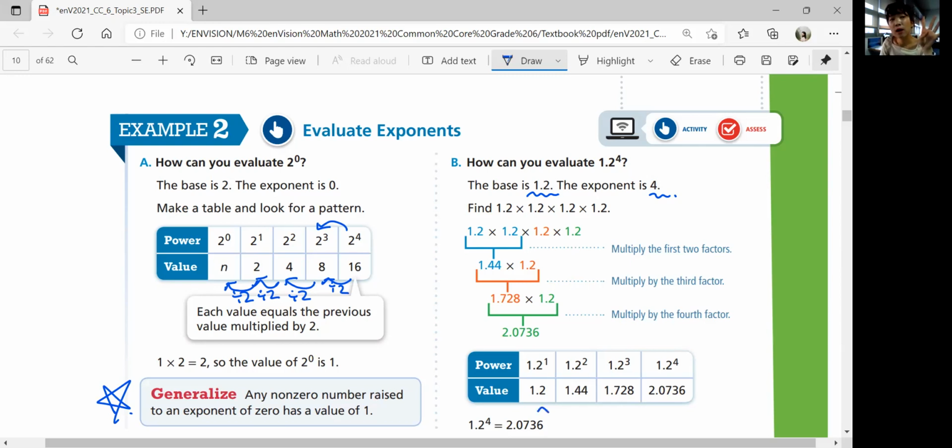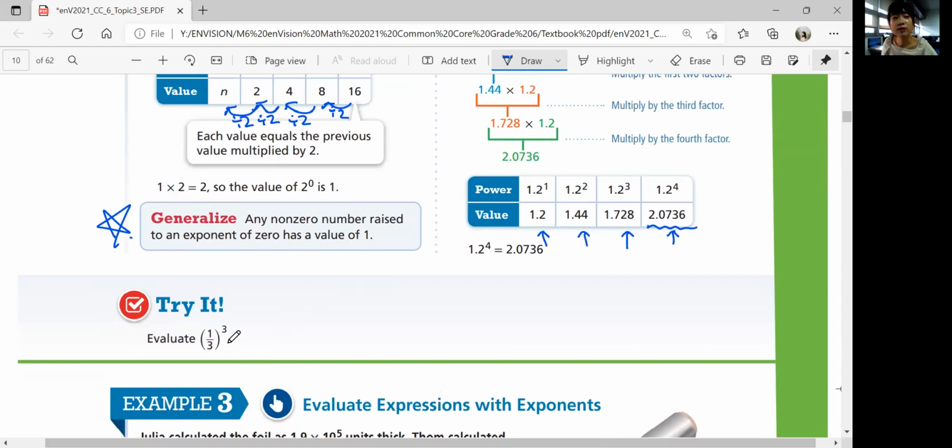So if you multiply once, it's just 1.2. Multiply twice, 1.44, 3 times 1.728, 4 times 2.0736. So 1.2 to the 4th power is 2.0736. Okay, decimals on the base, that's okay. Even the fraction, you multiply it how many times the power tells you to multiply by. Okay, do it one by one.